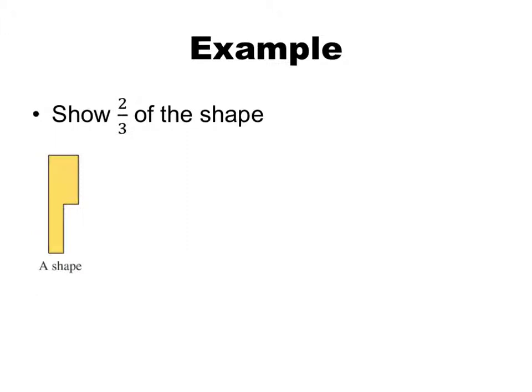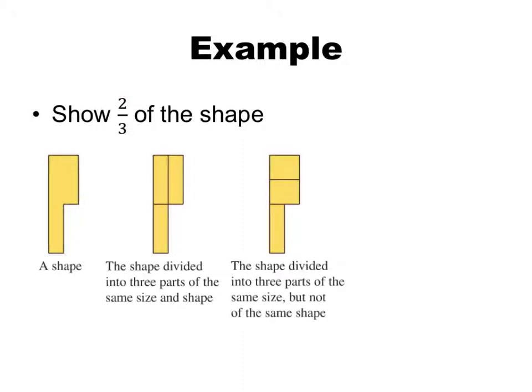Now let's look at another example that's going to illustrate again this point of what we mean by equal. So let's show 2/3 of this shape right here. 2/3 means that we need to take that shape and divide it up into 3 equal pieces, and we need to select 2 of those pieces. So we need 3 equal pieces. What do we mean by equal here? Well, there's lots of different ways that we could divide this up into 3 equal pieces. Here are 2 examples of how we could break this up into 3 equal pieces.